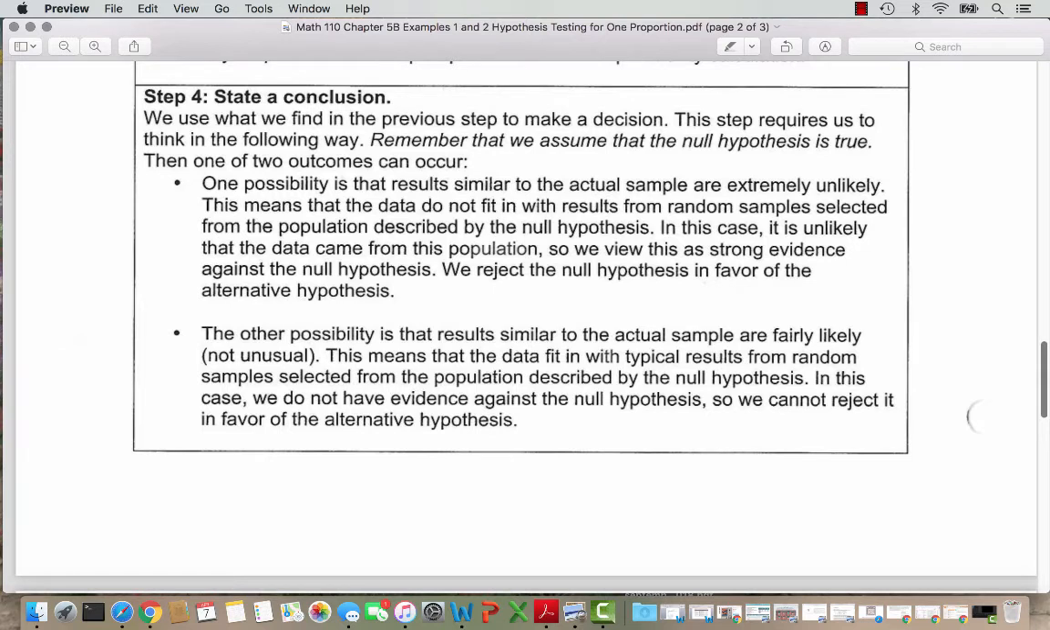The other possibility is that results similar to the actual sample are fairly likely, not unusual. This means that the data fit in with typical results from random samples selected from the population described by the null hypothesis. In this case, we do not have evidence against the null hypothesis, so we cannot reject it in favor of the alternative hypothesis.